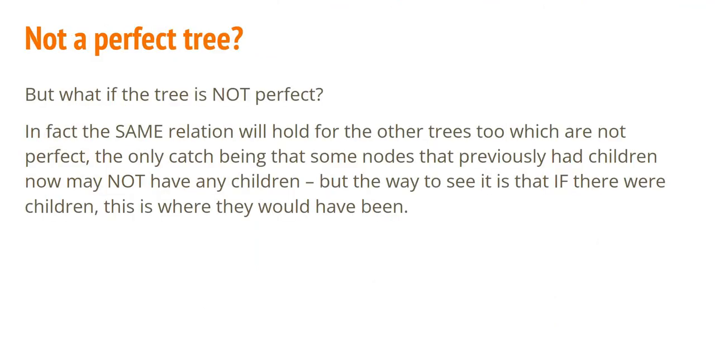But then you may ask, okay, what happens if this is, let's say, not a perfect tree? So for example, let's say I had a list which had only 12 items, right? So I'm not going to end up with a perfect tree over there. But the beauty is that the same relationship holds for trees that are not perfect. The only catch being that some nodes which previously had children may now not have children. But the way to see it is that if these nodes were to have children, this is where those children would have ended up.